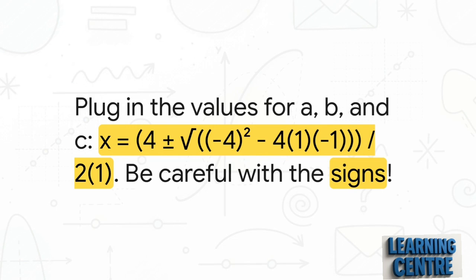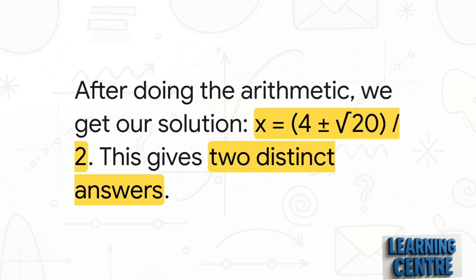Okay, now we just carefully, piece by piece, substitute those values into our formula. Notice how negative b becomes a positive 4 because b was already negative 4. And we're being very careful with all the signs inside that square root. Honestly, getting this step right is all about taking your time and being precise. After you do all the arithmetic, we're left with this.